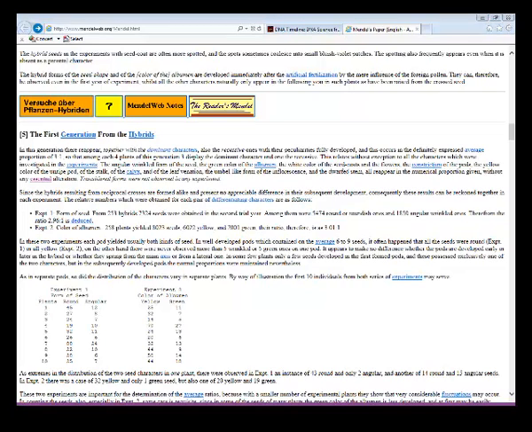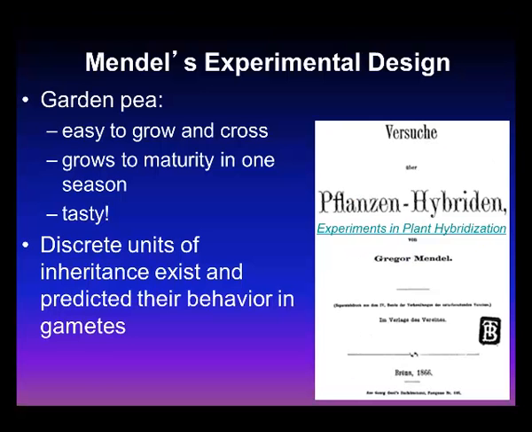Mendel did his work in an Austrian monastery, and it's interesting to think about what was happening in the world at the time that Mendel was actually doing his crosses. Remember, he did about 10,000 different crosses, so he was very busy working on pea plants, and his work was actually published in 1866, which of course in the United States was just after the end of the Civil War.